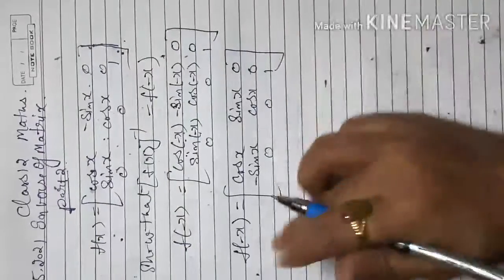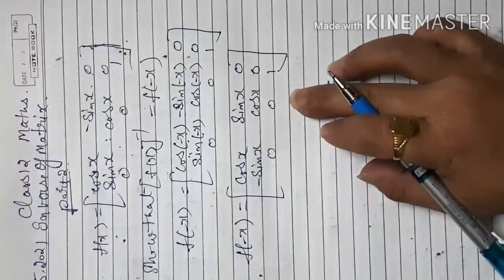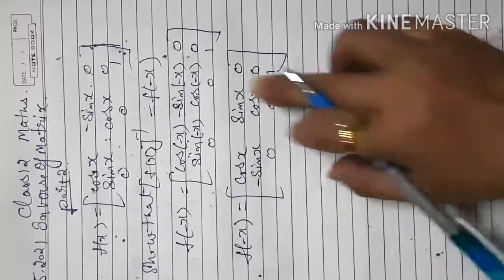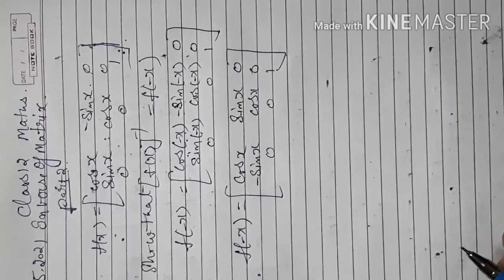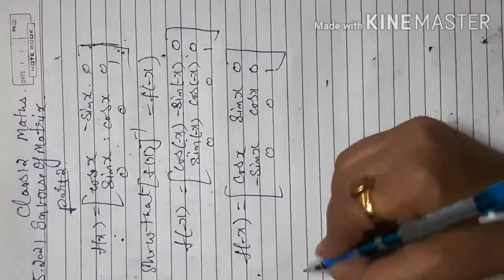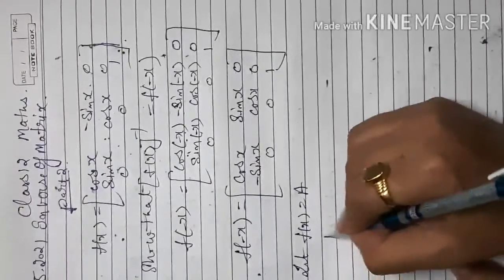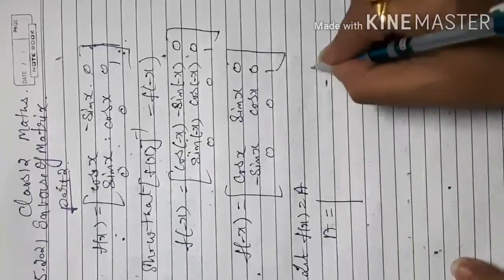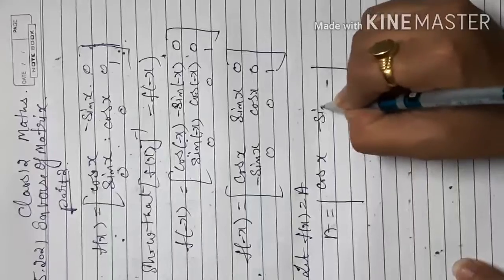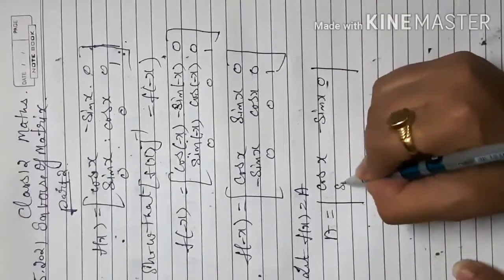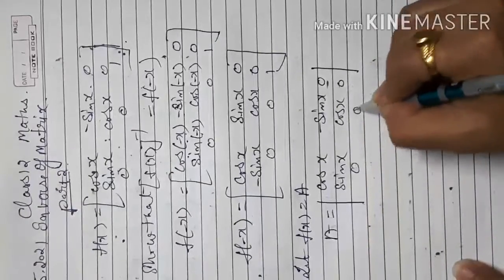Now keep that f(-x) aside. Now we go with the left-hand side, f(x) whole inverse. First we will check whether the inverse of this matrix exists or not, so we check the determinant. Let our f(x) be equal to A. If we change this matrix into a determinant, there will be two parallel lines: cos x, minus sin x, 0; sin x, cos x, 0; 0, 0, 1.